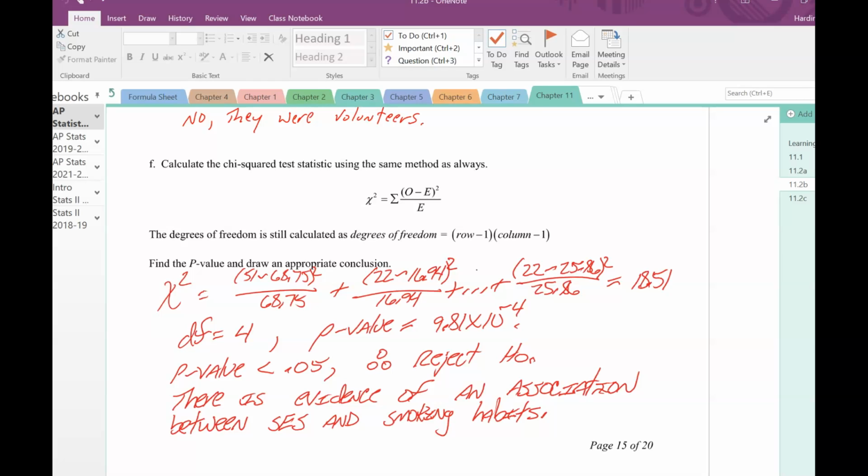And when I say go to your calculator to find these, you're just doing the chi-squared test. So hit the stat button, go to test, and then select the chi-squared test.